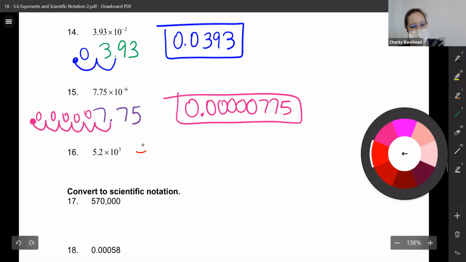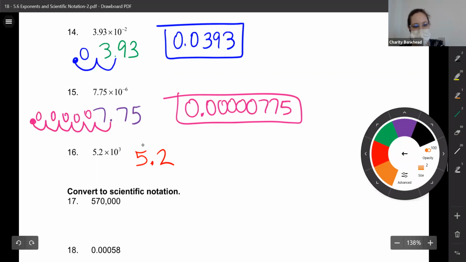So 5.2 and move the decimal point 3 times to the right to make it a big number. So 5,200.